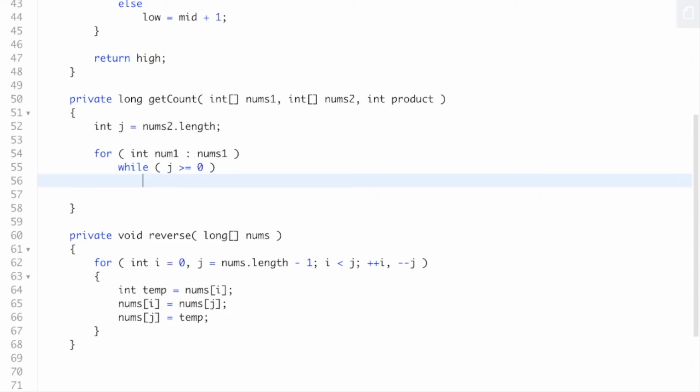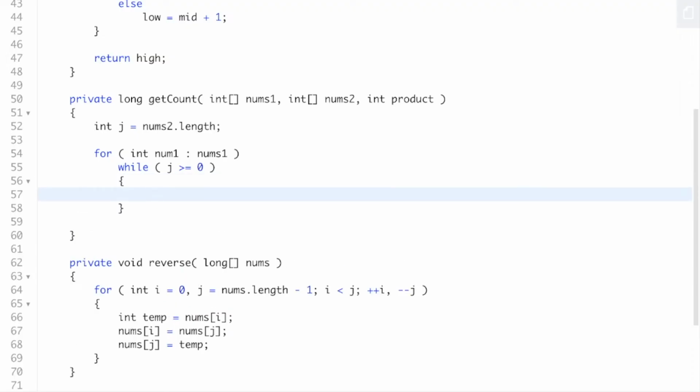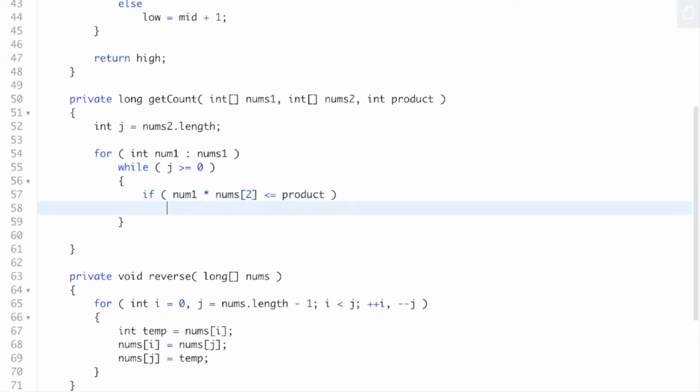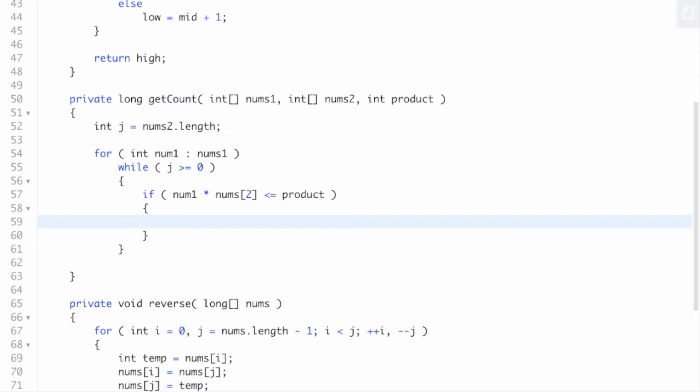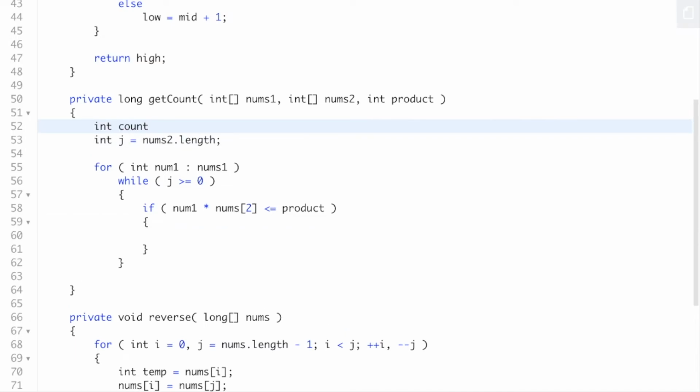Okay, now we're going to say if num1 times the number at j is less than or equal to our product, then that means that all the numbers to the left of j can be added to our count, including j itself, right? So let's keep a running sum. Our count is going to be set to 0 in the beginning, and we're going to do count plus equals, and I went over this before, it would just be j plus 1. So the current index plus 1.